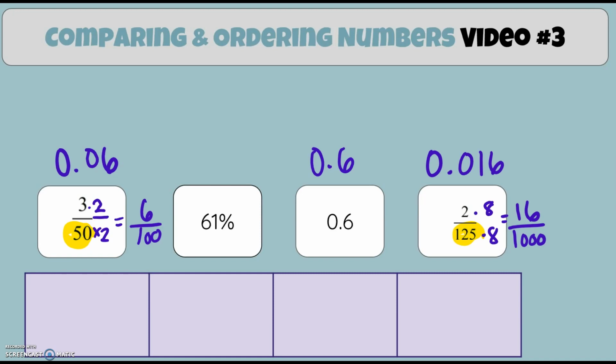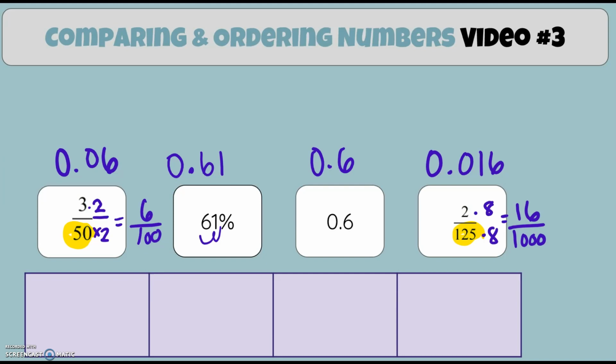Here's my third, 61%. I know I just need to move 2 decimal places to the left. So this would be 0.61.